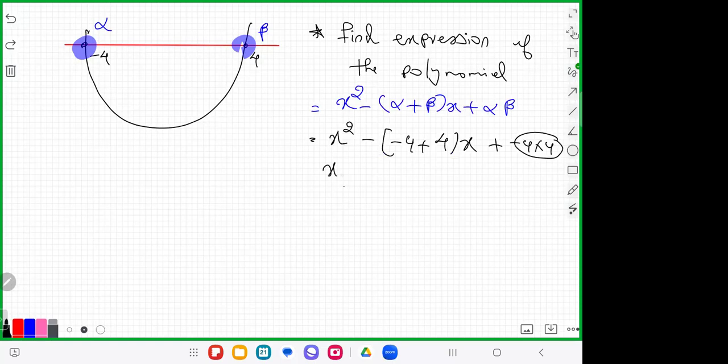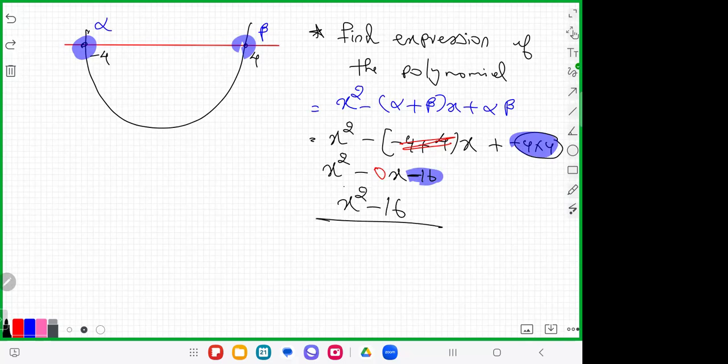That is x square minus 4 plus 4 is equal to 0, that is 0x, plus 4 into minus 4 is equal to minus 16. So we got the answer as x square minus 16. This is the expression. You will get 2 marks. 1 mark is for the shape of the graph. Next is the expression. Find the expression.